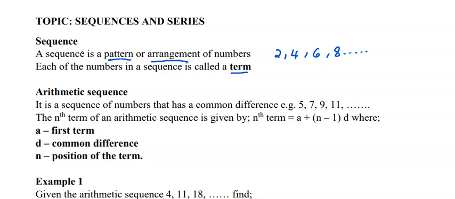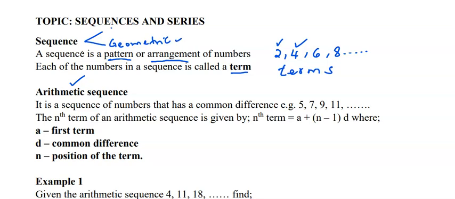For example, 2 is a term. 4 is also a term. So when put together, we call them terms. So there are two types of sequences. We have arithmetic sequence and we have geometric sequence. First we'll look at arithmetic sequence, then we'll deal with geometric sequence later.